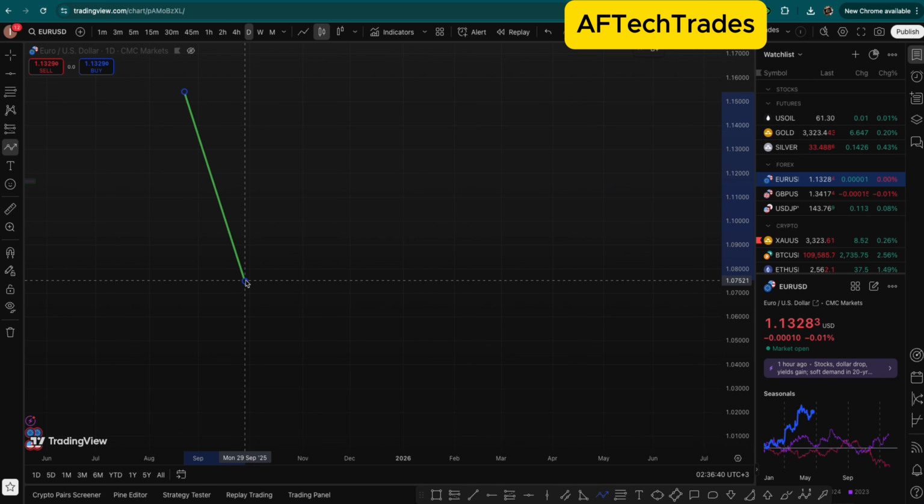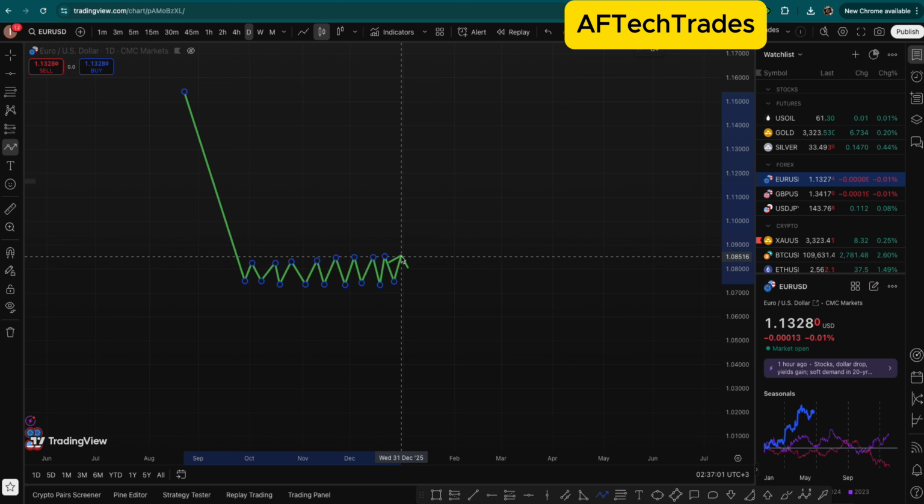Then we now have the base. In this place, a consolidation will happen. You can see a consolidation will happen. This consolidation is what we call the base. Then after this consolidation, we'll now have the rally. I hope you get it. We'll now have the rally.